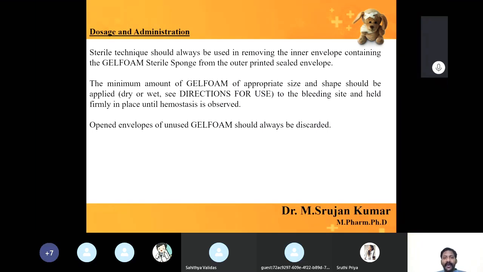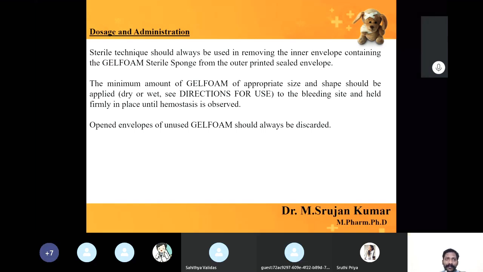So sterile technique should always be used in removing the inner envelope containing the gel foam sterile sponge from the outer printed sealed envelope. Okay, so this is a discussed one. The minimum amount of gel foam of appropriate dry or wet, so you need to see the directions for use, to the bleeding site and held firmly in place until hemostasis is observed.